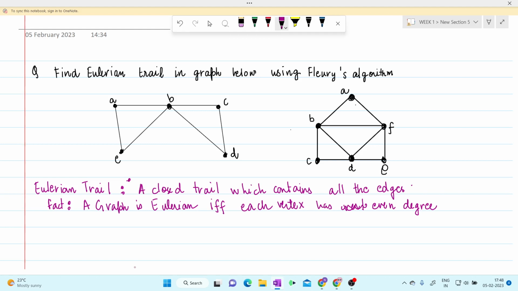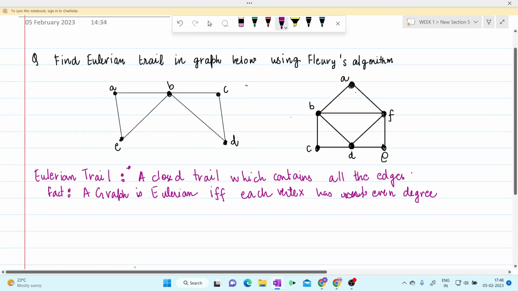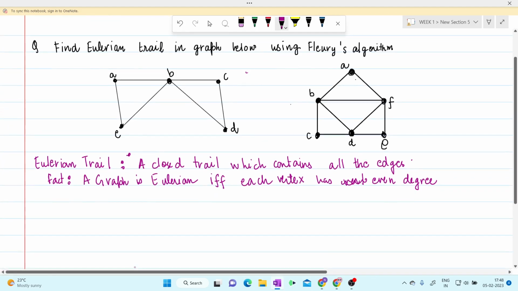That is, we have to find an Eulerian trail. First of all, if a graph has an Eulerian trail, all the vertices should have even degree. In both these graphs, you can see all the vertices have even degree, so an Eulerian trail does exist. Now we have to find the Eulerian trail. Does anybody have any suggestion how to go about it?